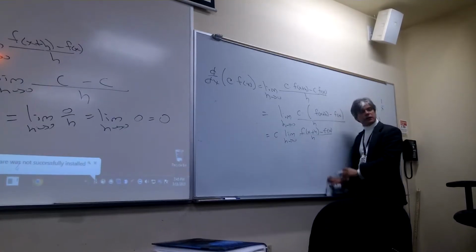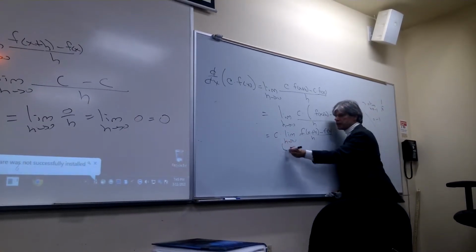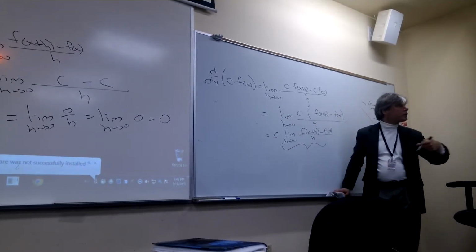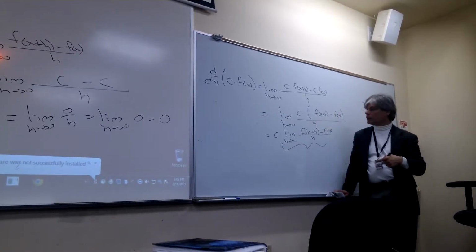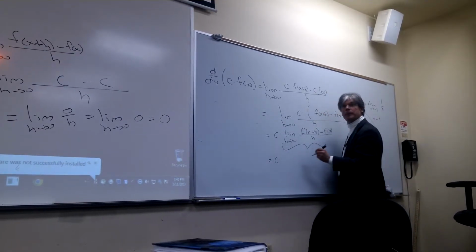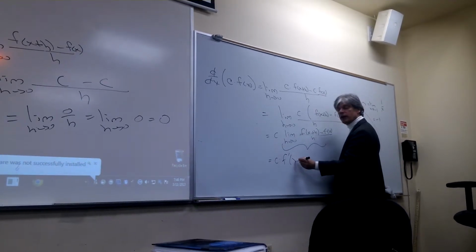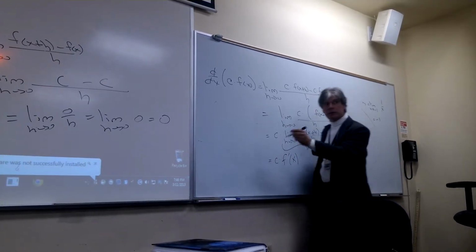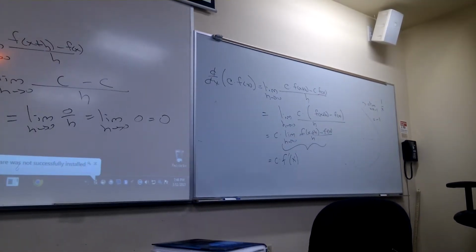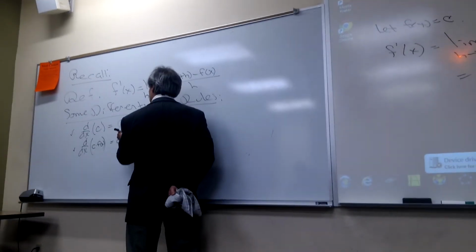Now I just want a yes or no answer. Do you guys recognize this? That's just f prime of x, bottom line. When it comes to constant coefficients, you get to pull them out of the differentiation process. The derivative with respect to x of some constant times some function in x is nothing more than that constant times the derivative of f with respect to x.